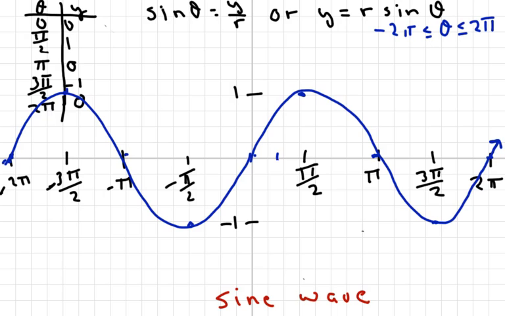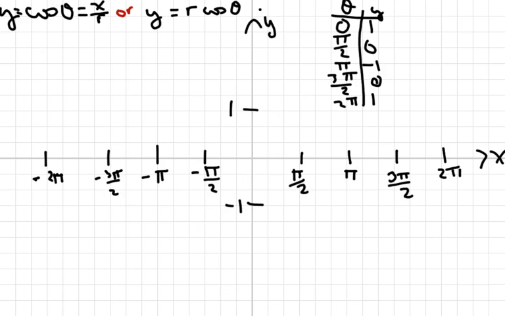Next one is the cosine wave, which we're going to do the same way. And I forgot to tell you in the other one, our radius is 1. So when you cross multiply here, our radius is 1, right here our radius is 1. So we're just graphing the cosine wave.